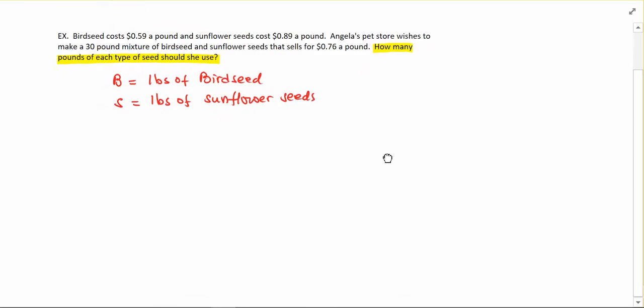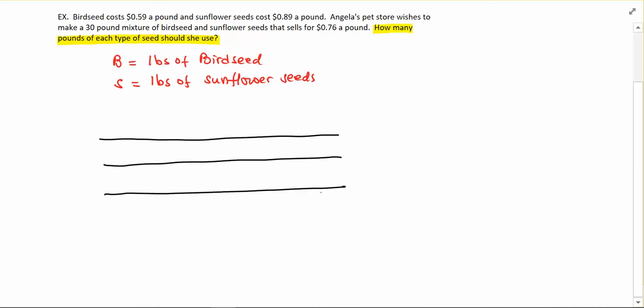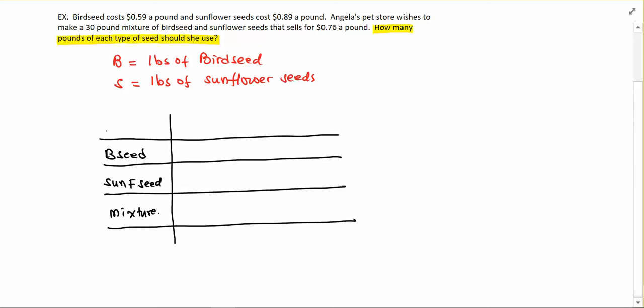Now remember, when you set up this table, the rows of the table consist of the things you're mixing. So the headings of the rows, right? So this here would be the birdseed. This would be the information about the sunflower seed. And then this would be the information about the combined mixture that you're going to make. And then the columns are the various things about the birdseed. So for example, how many pounds of the birdseed are you going to mix? So in this case, I'm going to call this B pounds of that and S pounds of that.